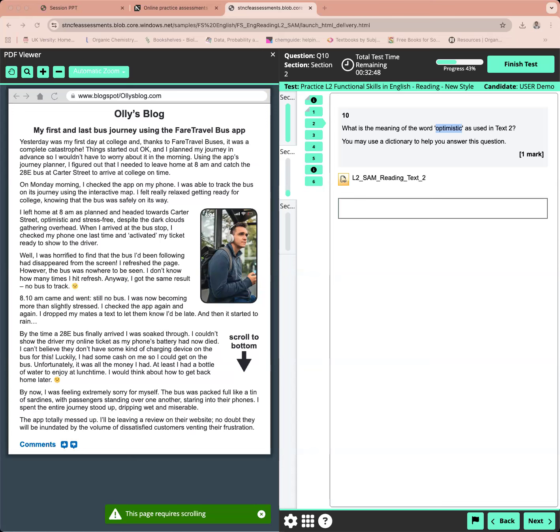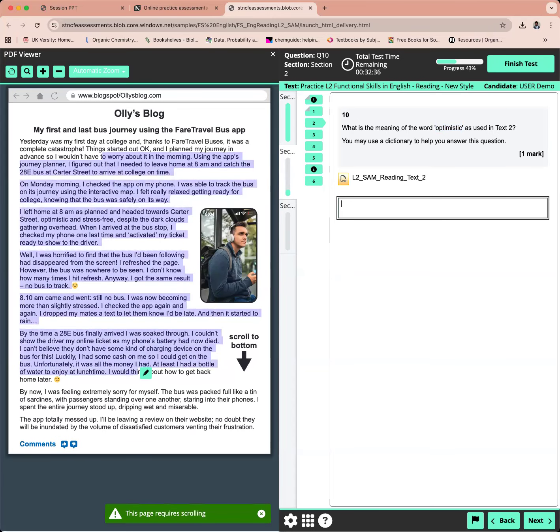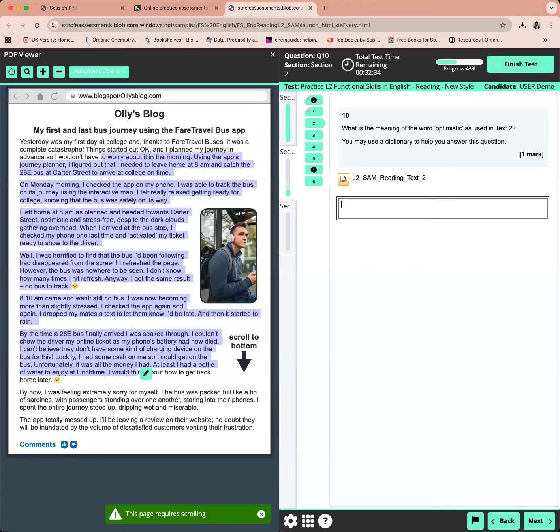Okay, let me find the meaning of the word abstract. Let me find the meaning of the word this. And you should be able to go in and look at what the word optimistic means. Now, he remains optimistic about using the app, even though he has had some problems. So he uses the word optimistic because he is hopeful and confident. I put it this way, that he's hopeful and confident about the future.